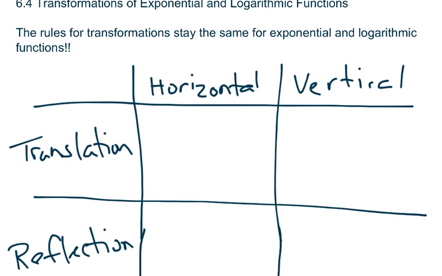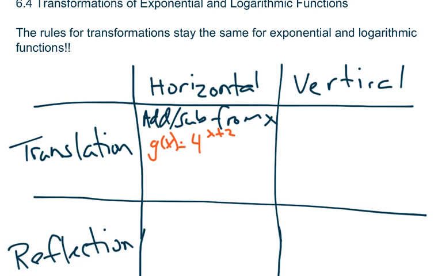Okay? So, just as a reminder, for horizontal translations, that is when we add or subtract from x. Okay? So it could be something like this. We could say g of x is equal to 4 to the x plus 2 power. Okay, see how it's directly from x. That would actually be an example of a translation 2 units to the left of the original function 4 to the x power.